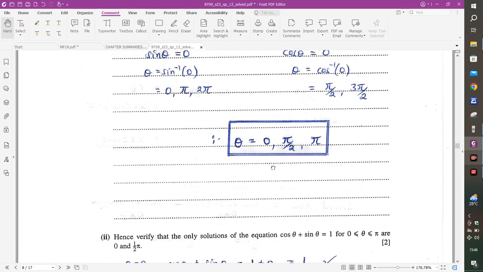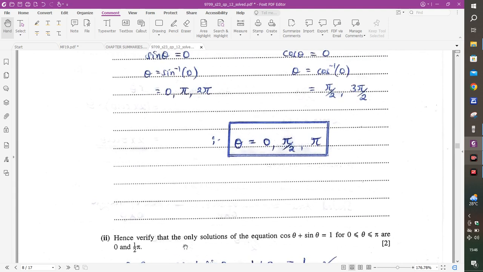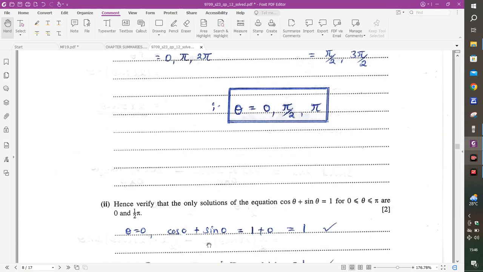And then the next question, they say, hence verify that the only solutions of the equation cos theta plus sine theta is equal to 1 for this interval 0 to pi are 0 and pi over 2. So you just pick from these and then you substitute here. If theta is 0, I put cos of 0 is 1, then plus sine of 0 is 0. So when I add, I get 1. So that means this one is verified. So that one is okay for theta equal to 0.